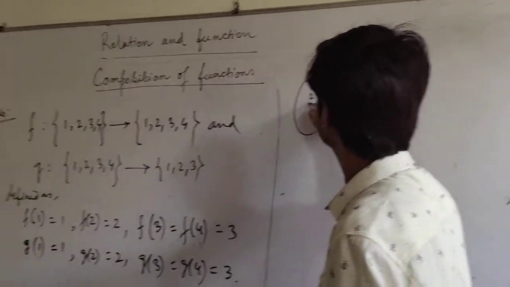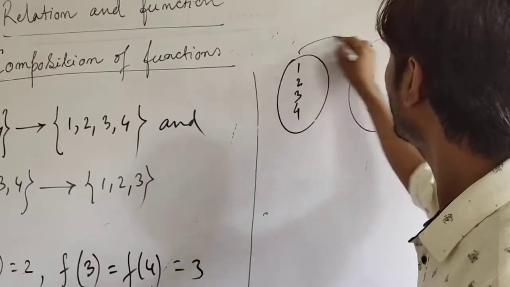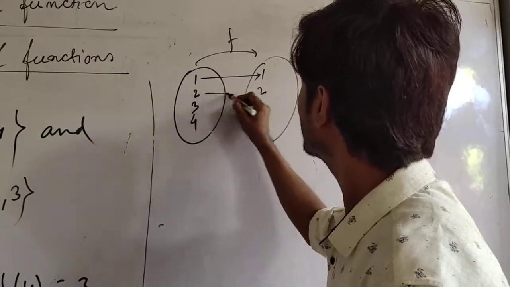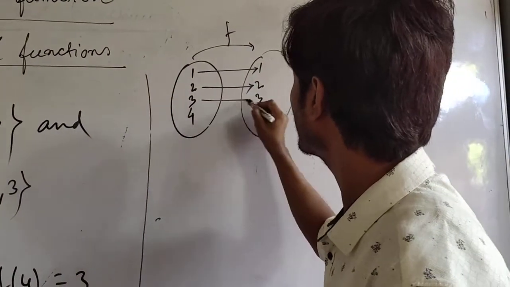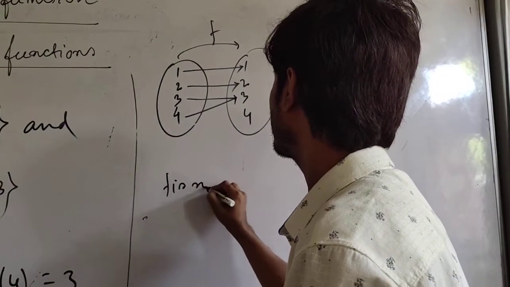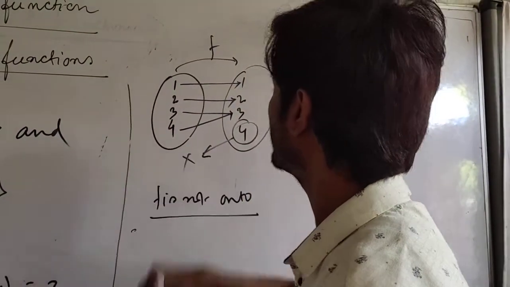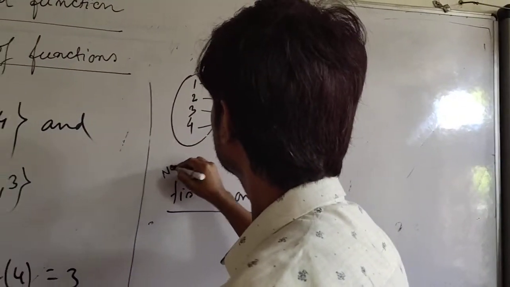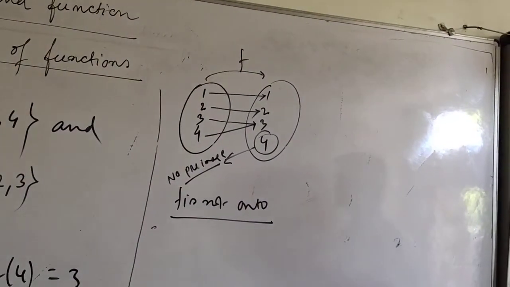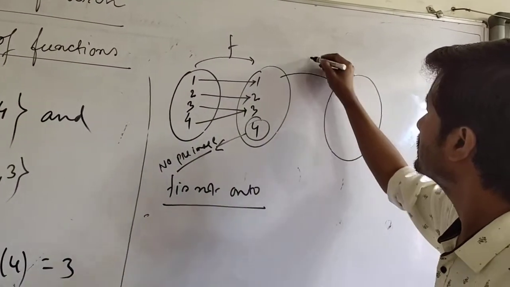This is 1, 2, 3, 4 and this one is 1, 2, 3, 4. The function is F and the images are like this: 1 has image 1, 2 has image 2, and 3 and 4 these two elements have the same image 3. F is not onto. Why not onto? Because this element 4 does not have any preimage in the domain. Therefore this F is not onto.